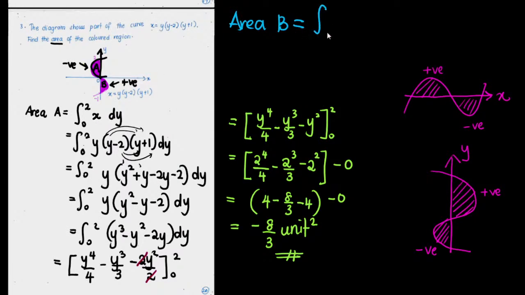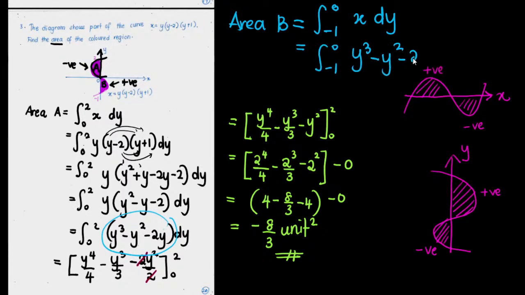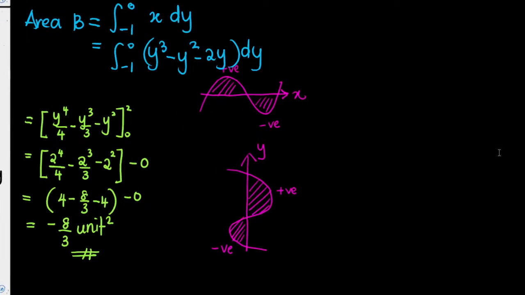For B, your integration is from -1 to 0, x dy, still using x. This one teacher is not going to expand one by one. I'm just going to use this. Just now we got the answer here already: y cube minus y square minus 2y dy. This one you integrate, you will get this, isn't it?